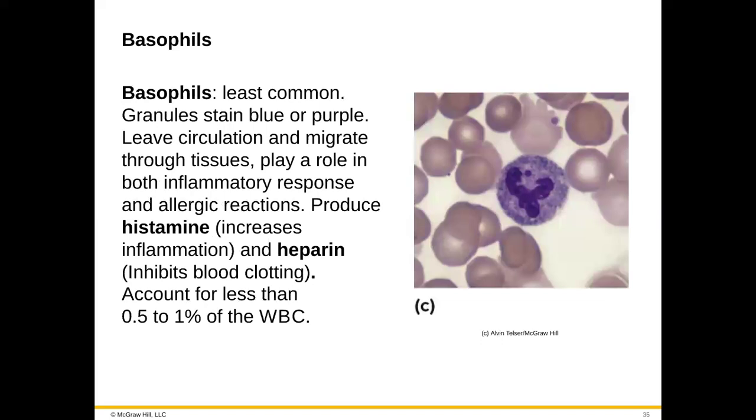Basophils, these are the least common type of white blood cell, typically stain blue or purple. You can see that it's granulated. They're able to leave circulation. They can migrate through tissues, play a large role in inflammation response, allergic reactions. They produce histamine. Histamine is what is going to increase inflammation. If you've ever taken an antihistamine, you're trying to decrease the amount of inflammation. Histamine increases the amount of inflammation, and also can secrete heparin, which is going to inhibit blood clotting. These account for 0.5 to 1% of all white blood cells.